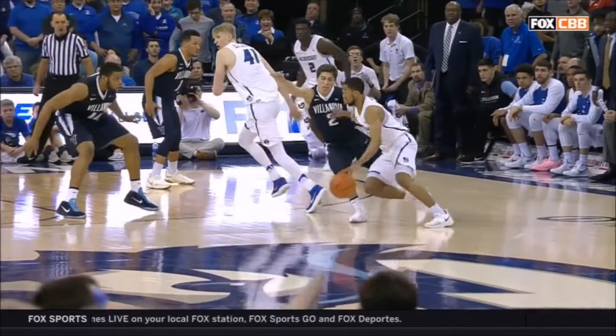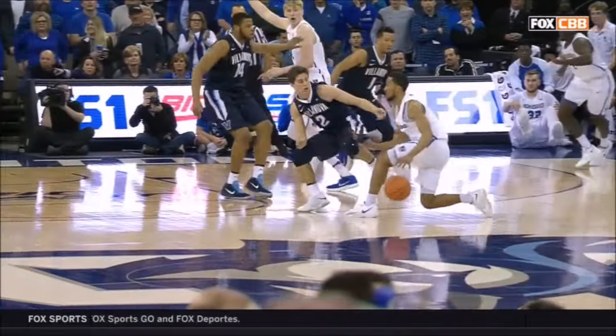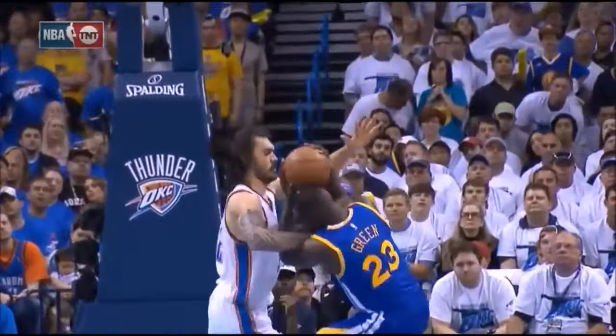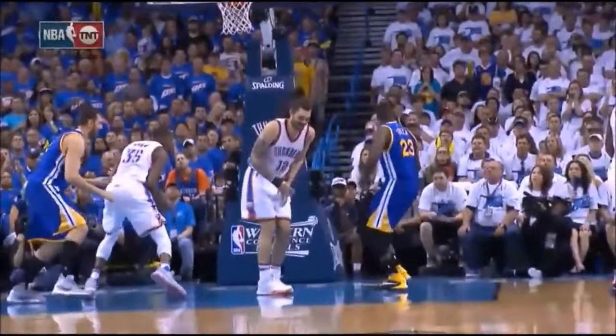Now, the offensive player cannot spread his legs or arms outside of his cylinder, like a push off or a kick out, and cause illegal contact with the defensive player in order to gain additional space. So that can be an arm bar push off, that can be a Draymond Green kick out of his legs on the defender.